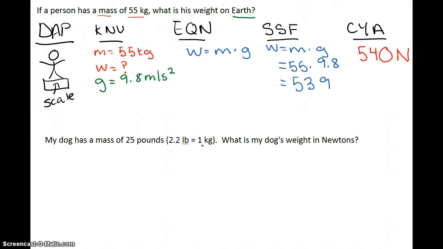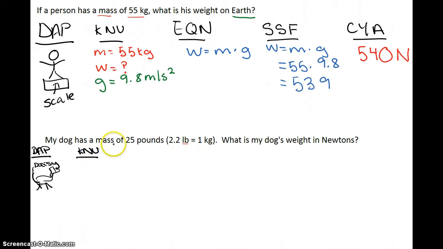In order to solve this problem, I'll use the same problem-solving method. So I'll draw a picture. And again, I know I'm not the best artist, but this will help us as we keep going. So here I've got my dog. It's very excited, Daisy. My next step then is to record my knowns and unknowns.